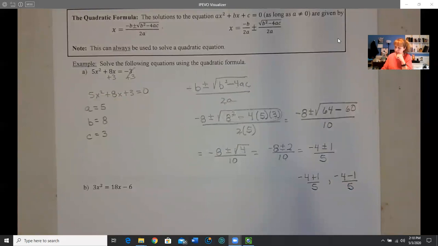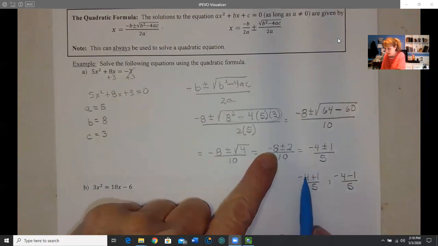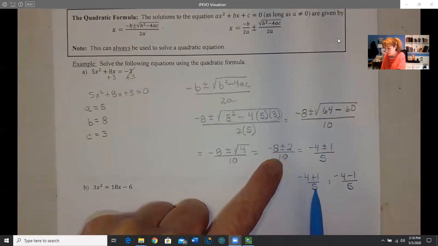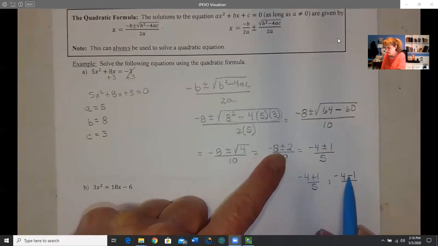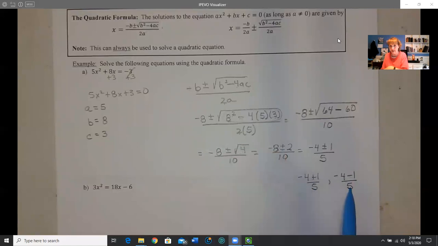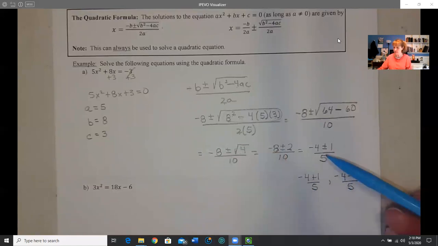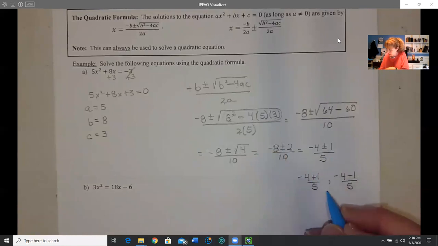Okay, so I did reduce. Now you don't have to do that. You could have taken -8 plus 2 over 10, -8 minus 2 over 10. You could have used those instead of these right here. Either way, you'll come up with the same answer.